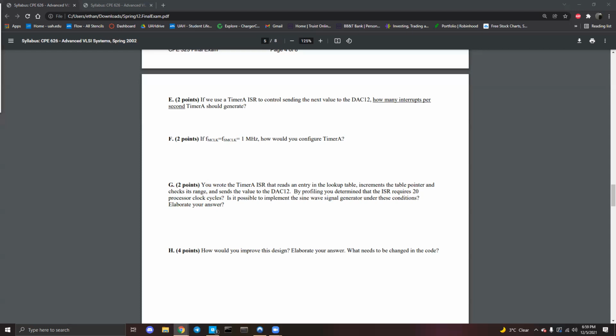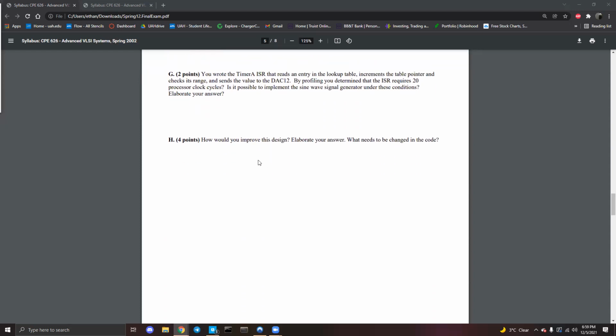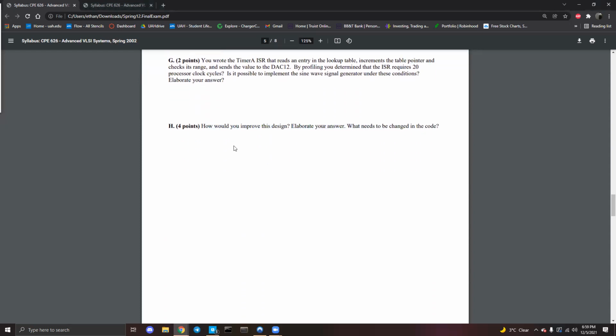So yeah, you basically just have to compare the clock cycles with that answer and then say, yeah, you can go faster. Then that'll get you credit. And 4 is how would you improve this design?